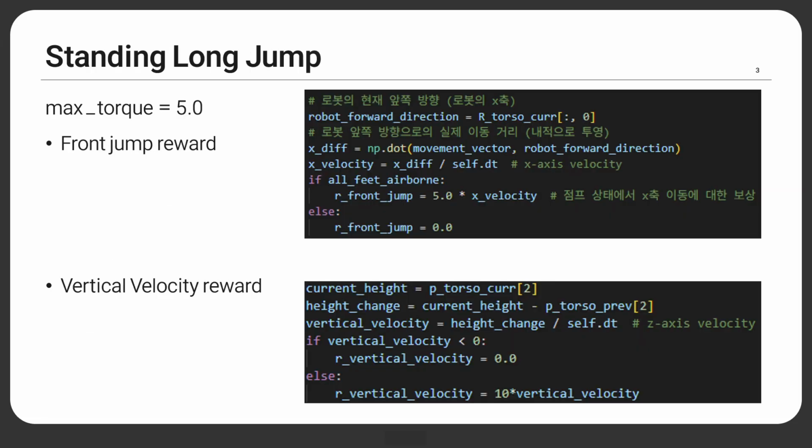So the first task was standing long jump. For the extra training setting, I put max torque at 5.0 to get enough strength to jump. There are 4 reward functions. The first one is the front jump reward function.